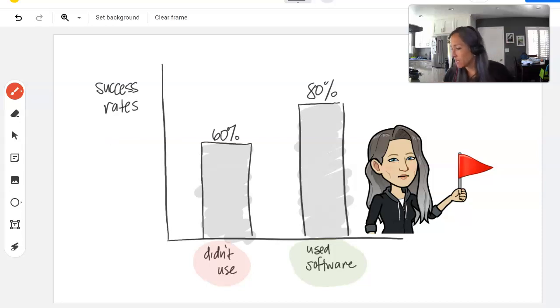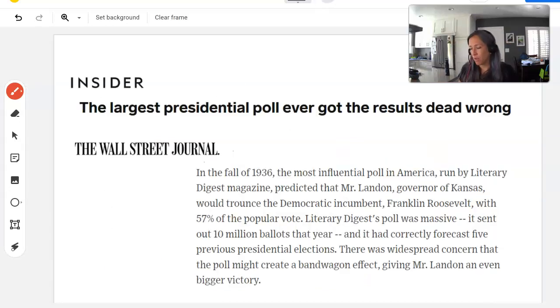So to give a historical example, back in 1936, there was the biggest poll ever done. There was an article in Insider, an article in the Wall Street Journal. There are articles everywhere talking about this blunder that happened. It was a big deal because Literary Digest, which was like the magazine of the times, did this poll and they polled like 1 million people.